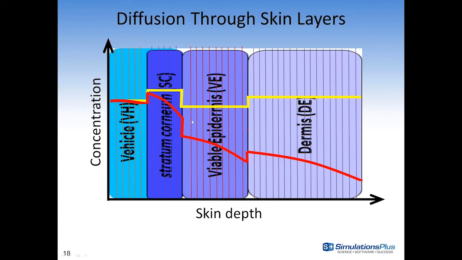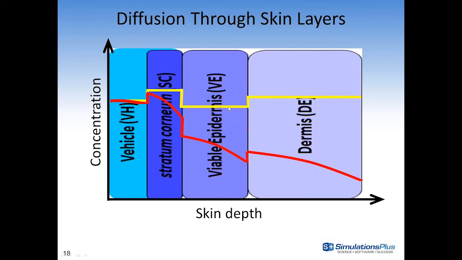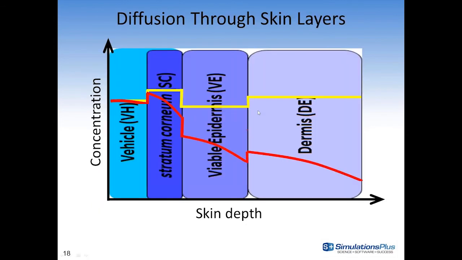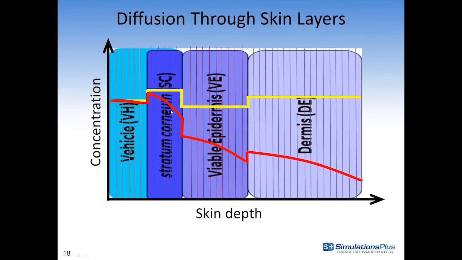But if you've been looking at the tabs here, maybe you have GastroPlus, and you said, okay, well, what is the sublayer tab here? That's what that's going to be. Again, we divide each of the layers into sublayers in order to capture these concentration gradients.